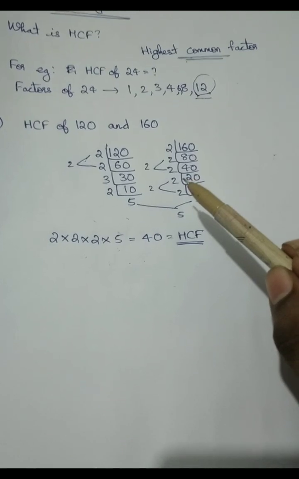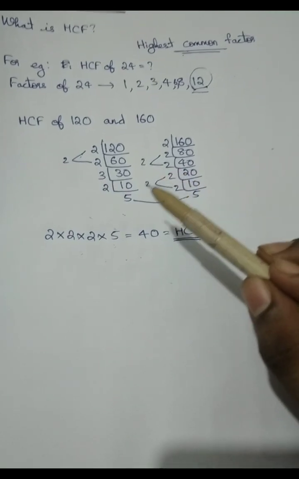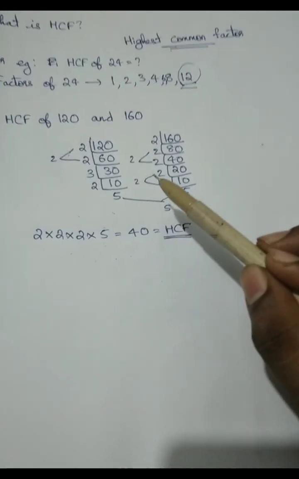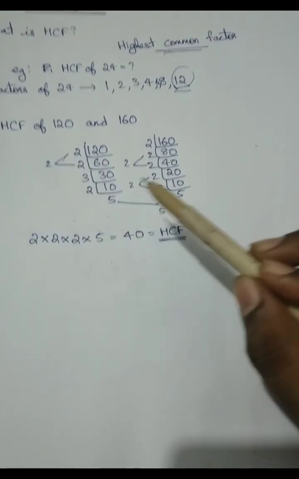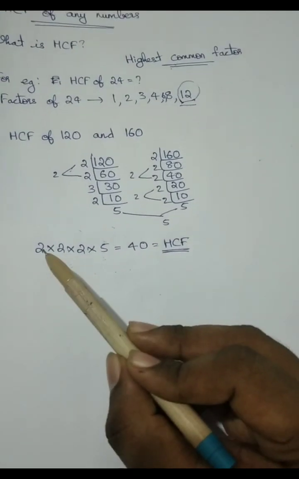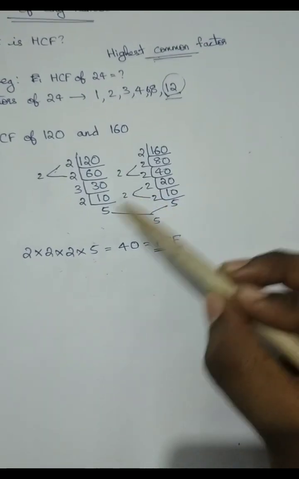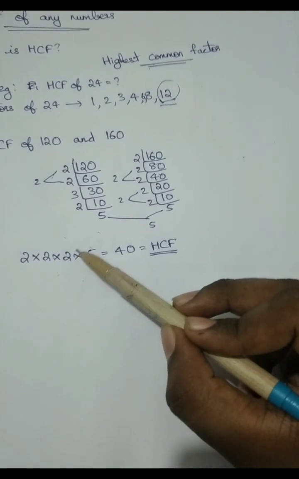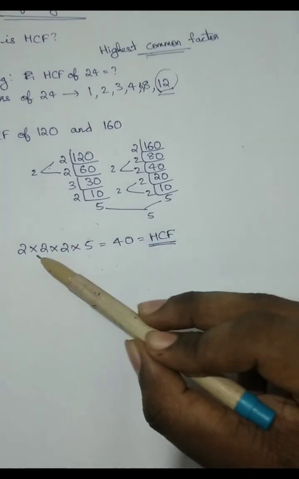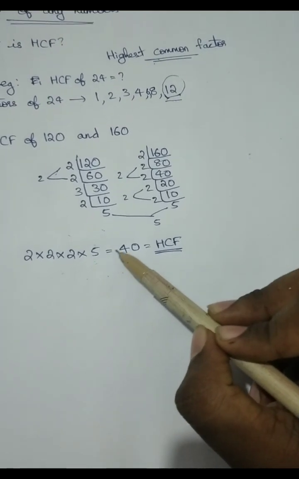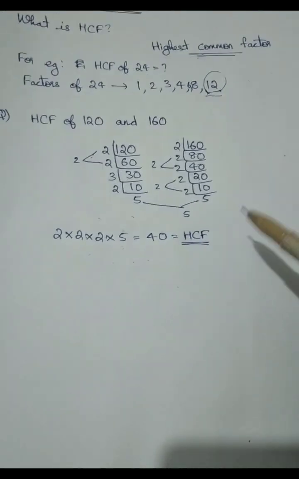By taking these, we are just multiplying all the common factors. So we take 2, then 2, then 2, and then 5. When we multiply, 2 into 2 is 4, 4 into 2 is 8, 8 into 5 is 40, and that would be the HCF.